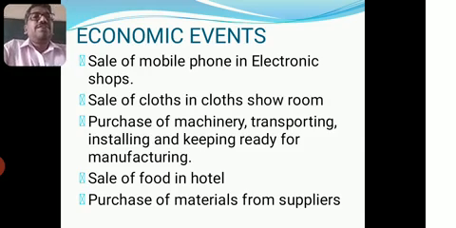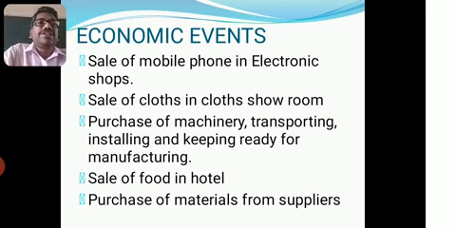Then we shall move on to the economic transactions or economic events. What do you mean by the economic events? The economic events mean where the events or transactions take place with involvement of money or money's worth. So there must be a presence of money or the value of money from one person to another person while exchanging goods or services.